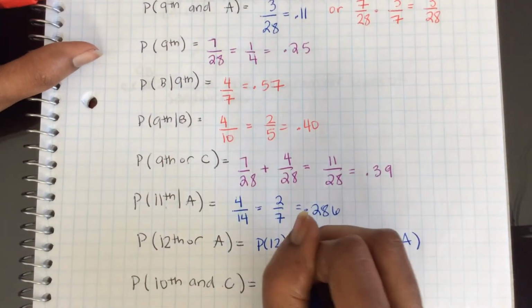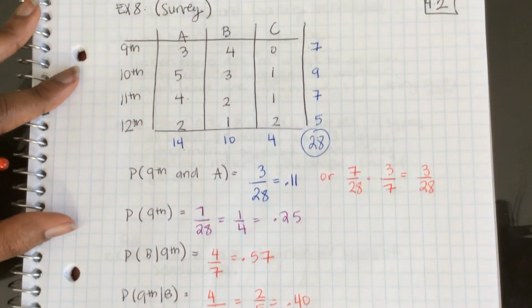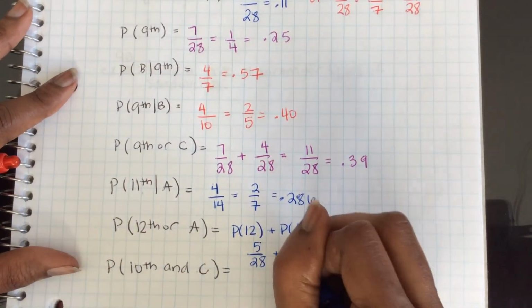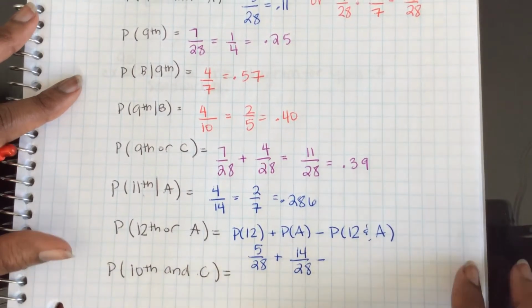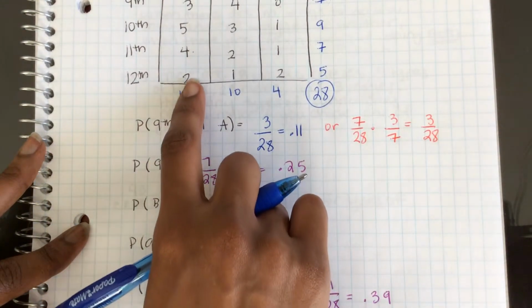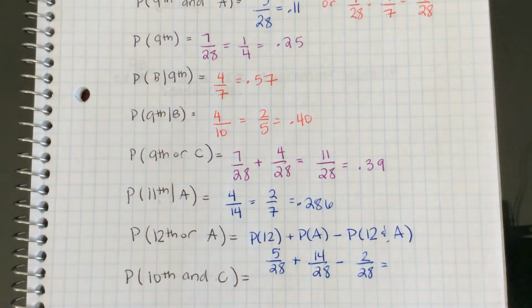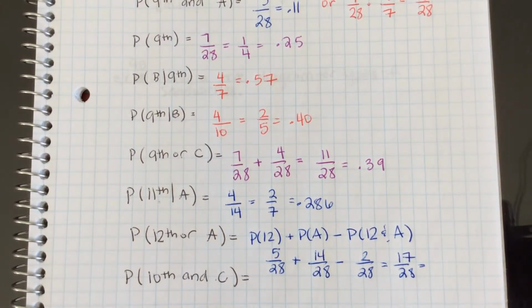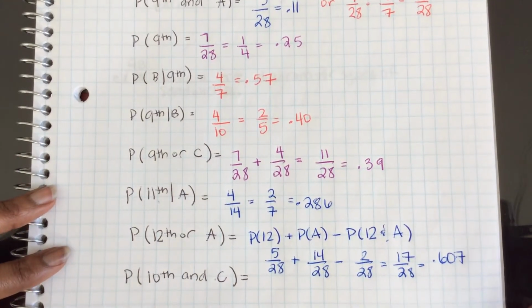So that's going to be 5 out of 28 plus the probability of getting an A. Well, let's look up here. There are 14 students who had an A out of 28. 14 out of 28, minus the probability of being both a 12th grader and having an A. Well, there are 2 students here out of the 28. 2 out of 28. So I have 5 plus 14 minus 2, 17 out of 28. 17 divided by 28 is 0.607, or a 60.7% chance.